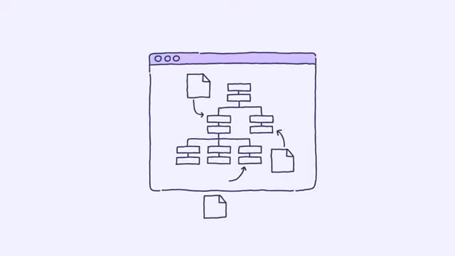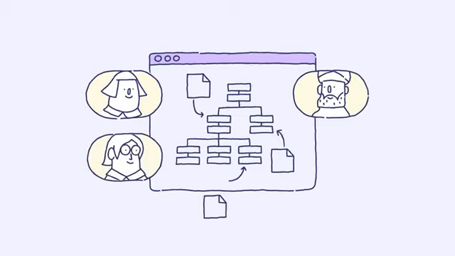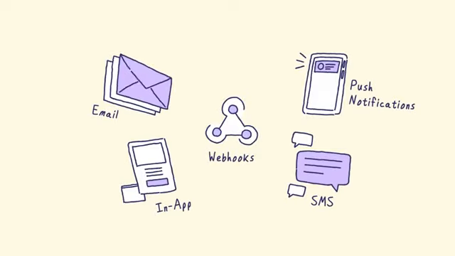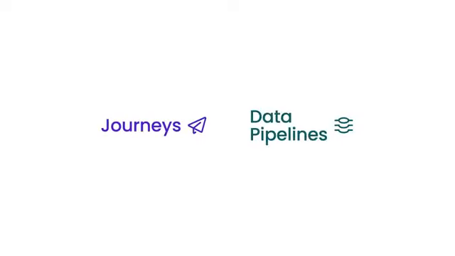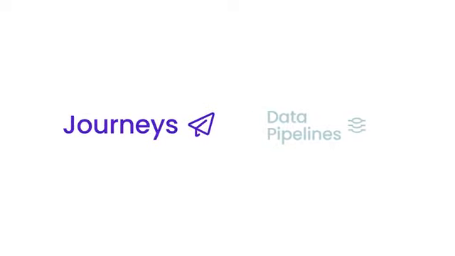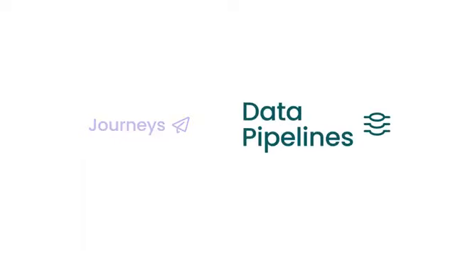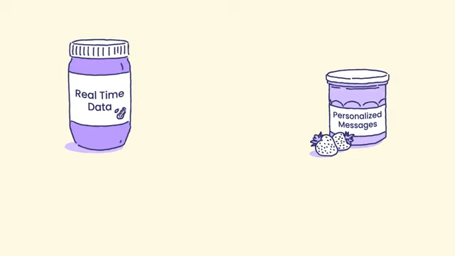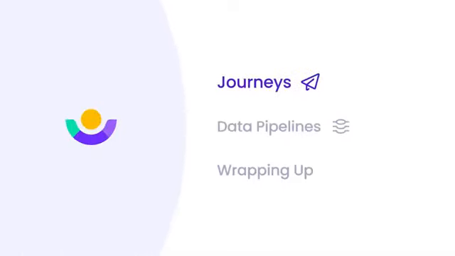Customer I/O is a customer engagement platform designed for marketing teams to create data-driven campaigns that reach people across all channels at the right time. We offer two products: Journeys, a messaging automation tool for all your engagement needs, and Data Pipelines, a customer data platform that connects your entire tech stack. The combination of real-time data and activating it with personalized messages is our winning recipe. Let's first dive into Journeys.